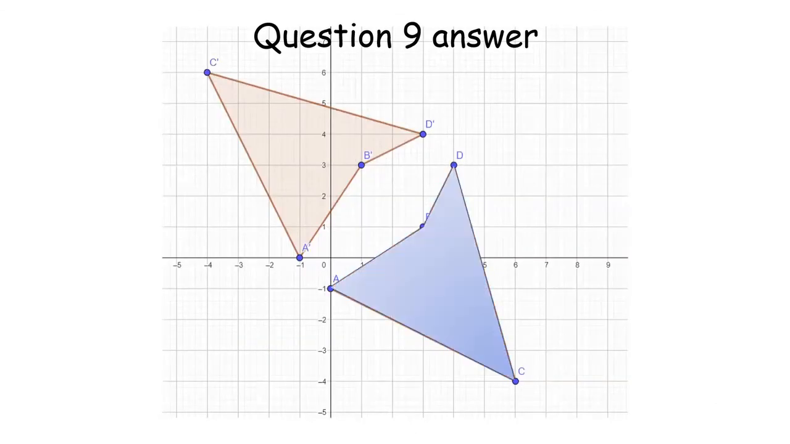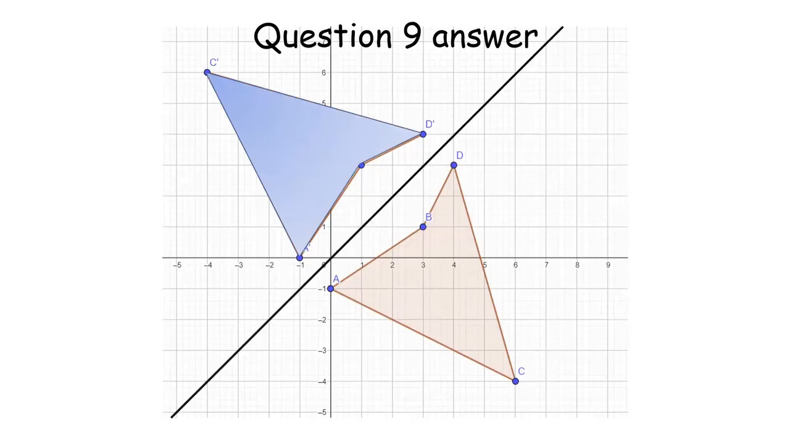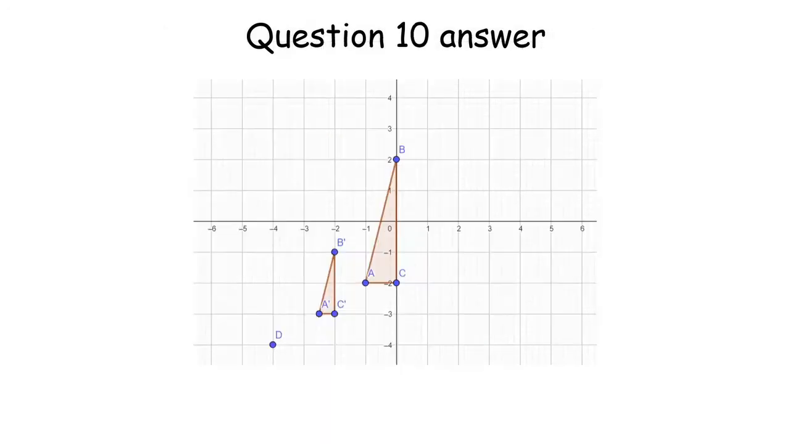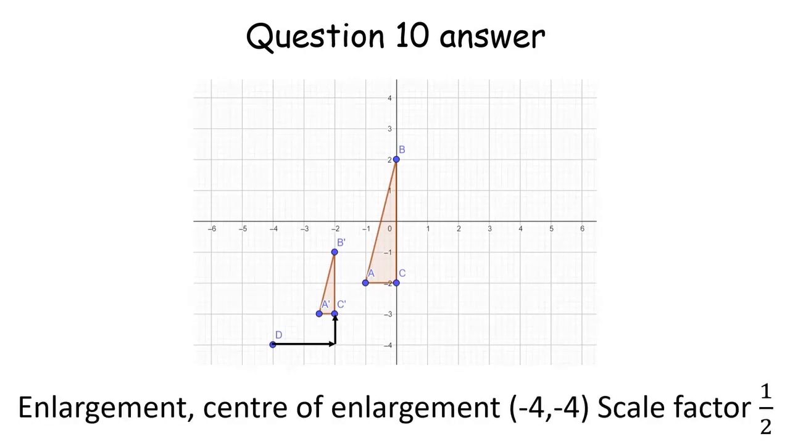Question 9. This is a reflection. It's a reflection in the mirror line at y equals x or x equals y. Question 10. It takes 3 along and 2 up to get to the object, but 1.5 along and 1 up to get to the image. For B, it's 4 along and 6 up to get to B, but it's 2 along and 3 up to get to B dash. 4 along and 2 up to get to C, and 2 along and 1 up to get to C dash. This is an enlargement with centre of enlargement at -4, -4, and the scale factor is 1/2.